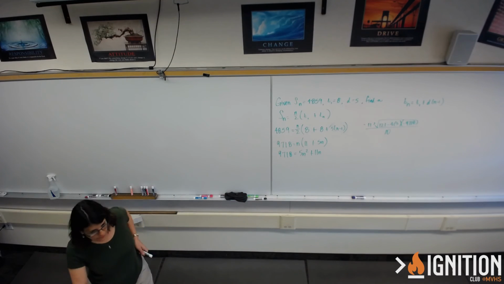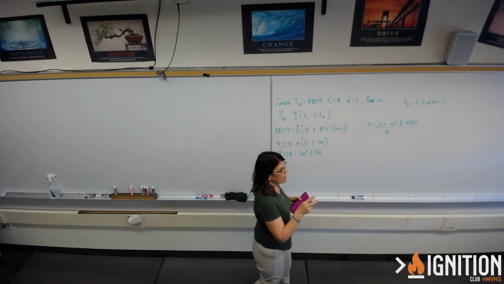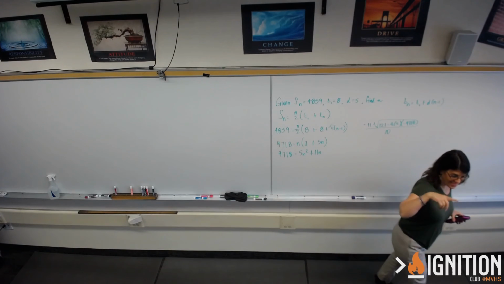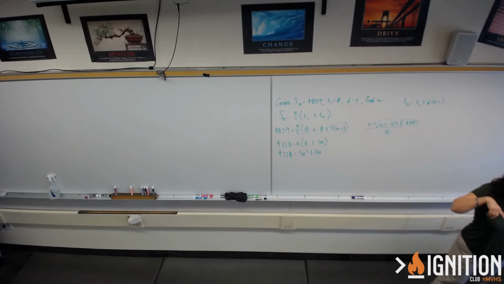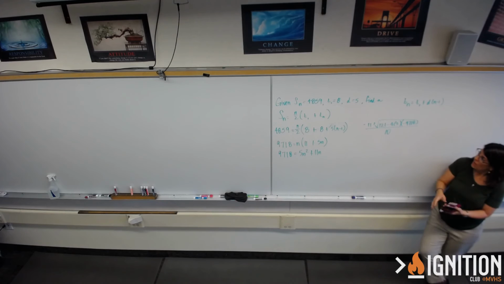You need a whole number. If you get a decimal, you made a mistake. If one of your answers is not a positive whole number, you made a mistake. It wasn't going to be negative. It's perfect, 43.